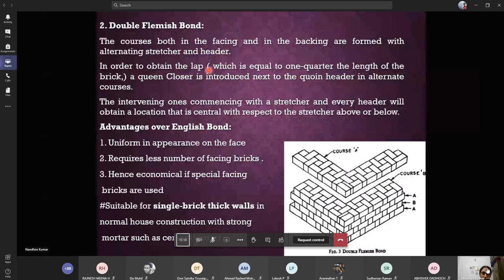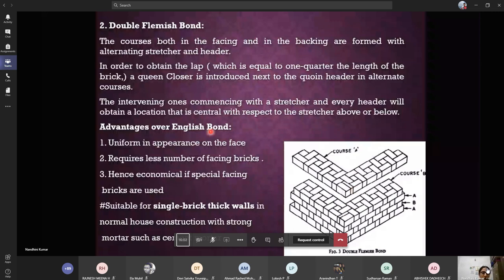In order to obtain the lap, which is equal to 1/4 of the length of the brick, a queen closer is introduced next to the queen header in alternate courses. This comes only for your 1, 3 and 5th row, which means the alternative courses. The intervening ones commence with the stretcher. In between the 1, 3 and 5, you have your 2 and 4, that start with the stretcher bond. Every header will obtain a location that is central with respect to the stretcher above and below.